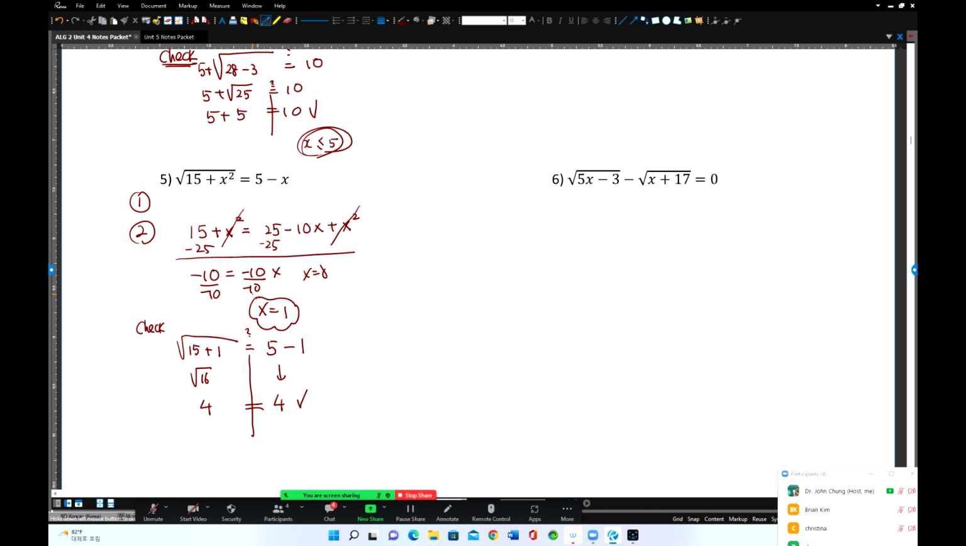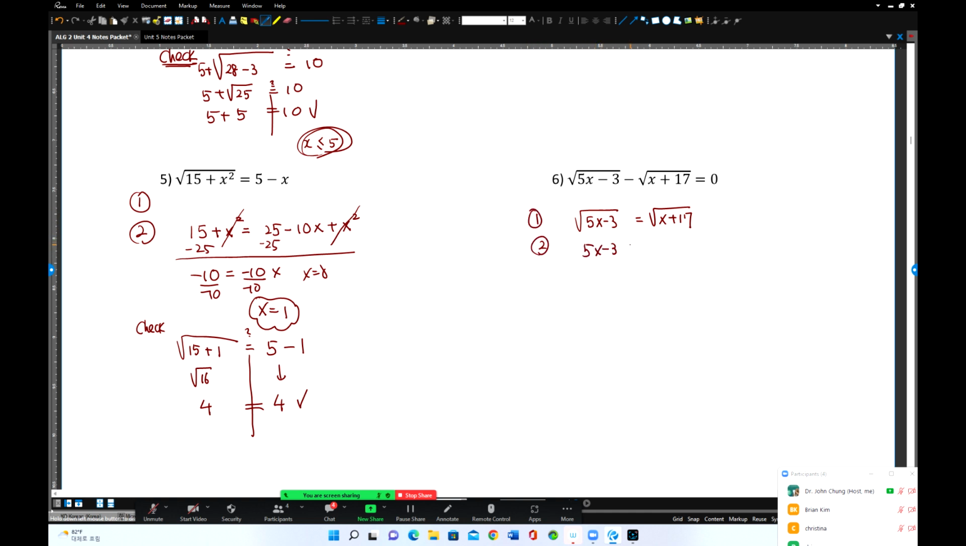Number 6, we have a two radical equation there, okay? Two radicals in there. We're going to take care of one radical at a time, okay? So move the other one to the right. So this is isolated anyway. 5x minus 3 equals square root of x plus 17, okay? Always isolate each one. Anyway, square.